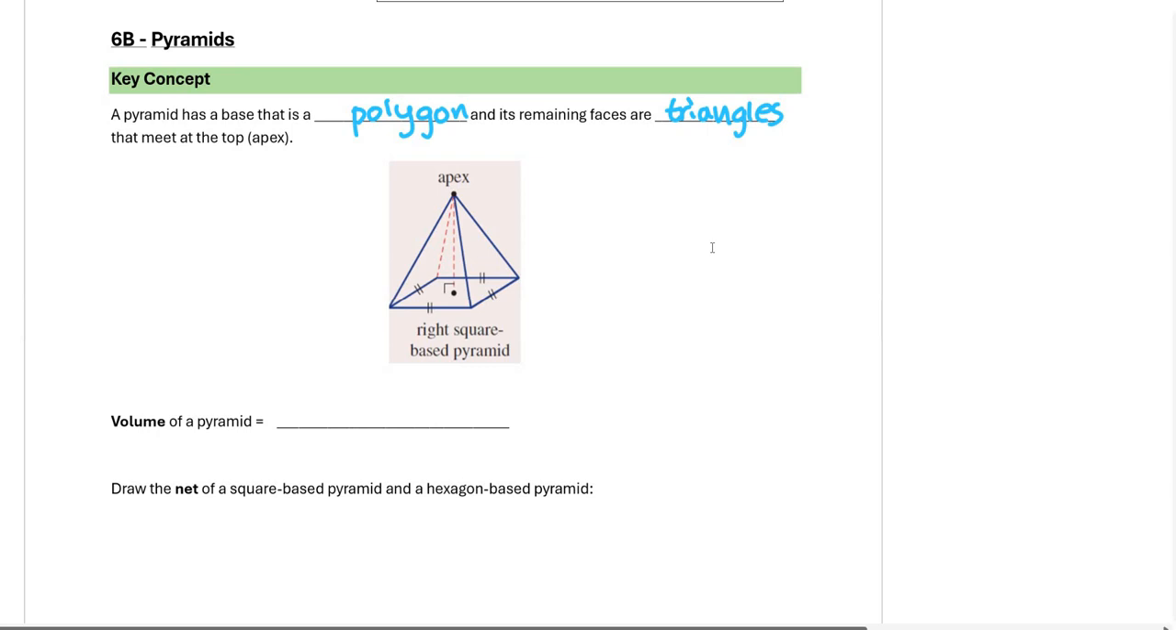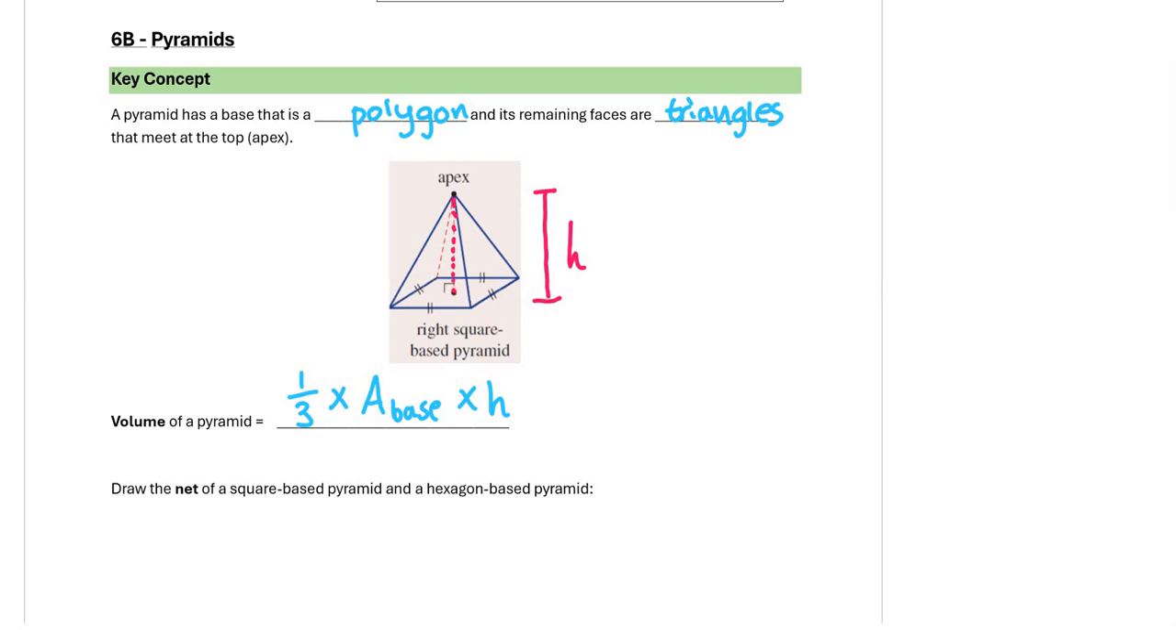And the volume of any pyramid we can find by timesing a third with the area of the base, so that might be different depending on what shape the base is, multiplied by the height of the pyramid. Now the height of the pyramid is the length from the top all the way to the base, and we often write it with the letter H. That's going to be the length here, the direct length from the top all the way to the bottom.